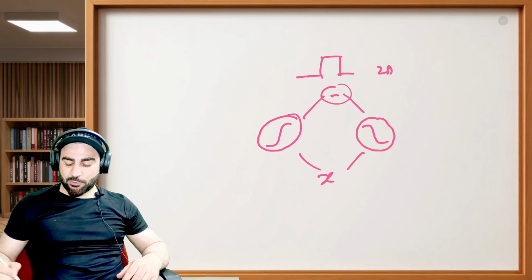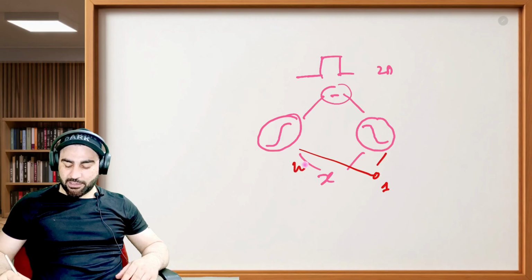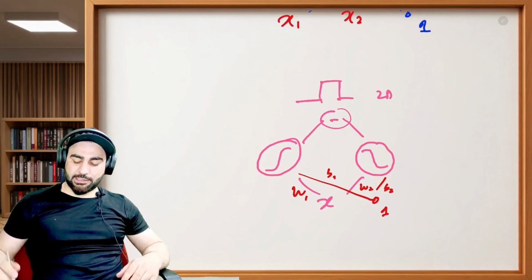This was my x, this was my x, and I can also put a bias. This bias is this one, this is 1. This is my weight, and this is my bias. This is W1, B1, this is W2, let's suppose B2. W1, B1, and this is my final function.